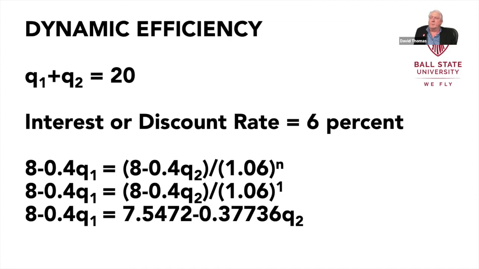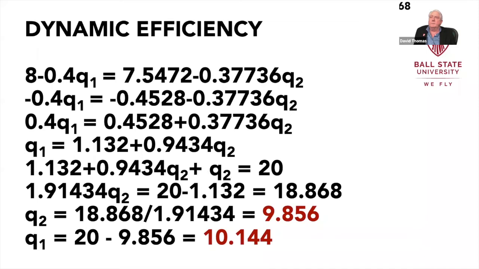8 minus 0.4 Q1 equals 7.5472 minus 0.37736 times Q2. Now let's bring that equation to the next page, up here at the top. And let's simplify further. So the first thing that we can do is subtract 8 from both sides. And we get minus 0.4 Q1 equals minus 0.4528 minus 0.37736 Q2.